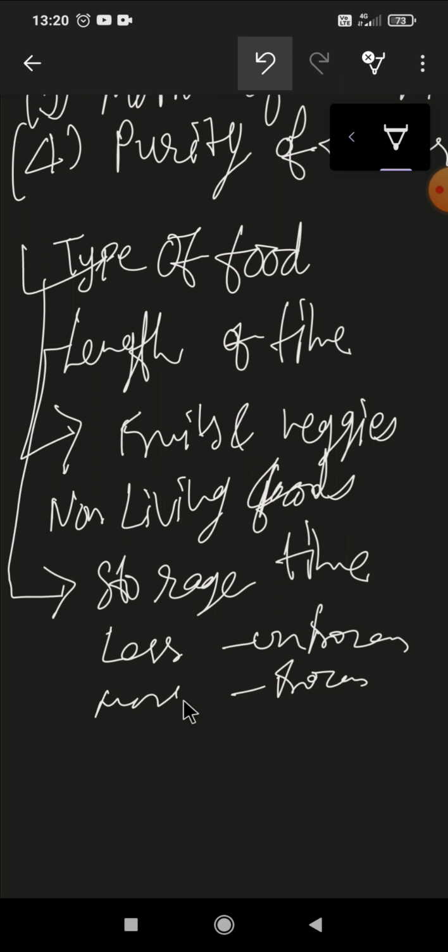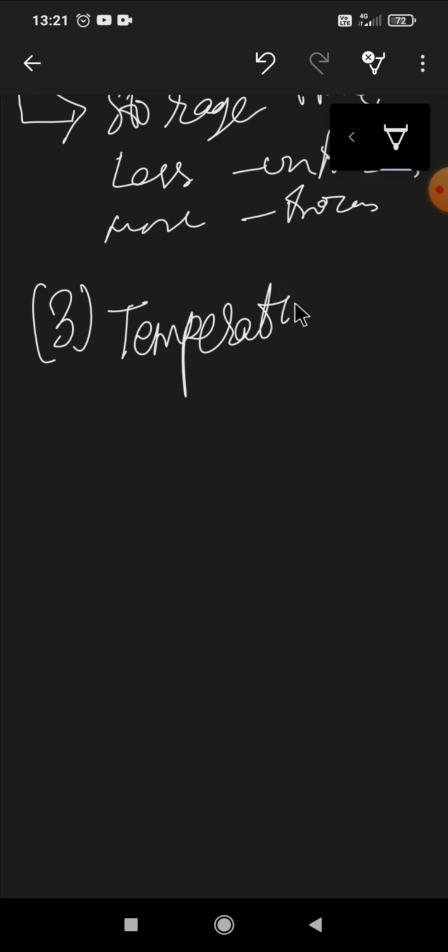However, this rule is not so simple, because the storage period, even in frozen states, varies considerably from product to product. Freezing temperature also varies for different dairy products. So this is the length of time. Then the third, the most important, is temperature. So: type of food, then length of time, and temperature.